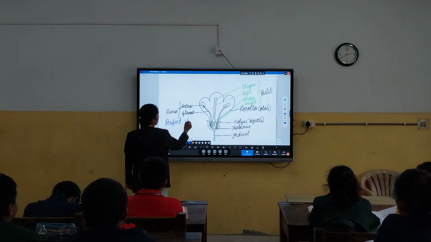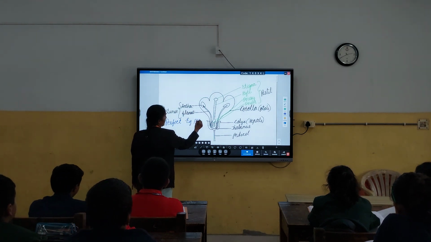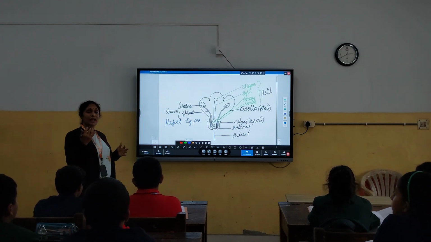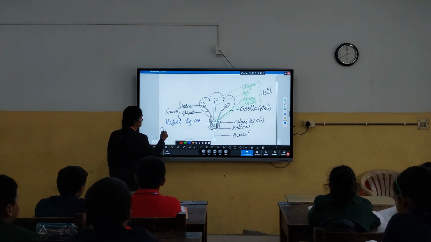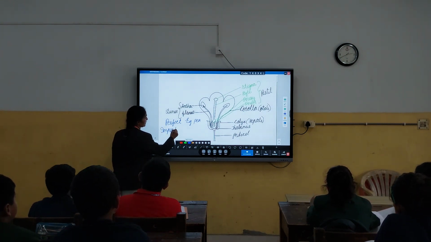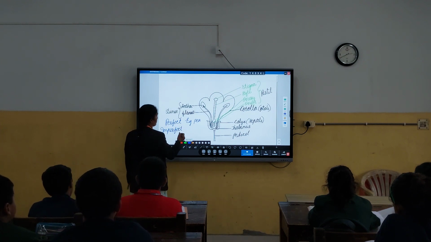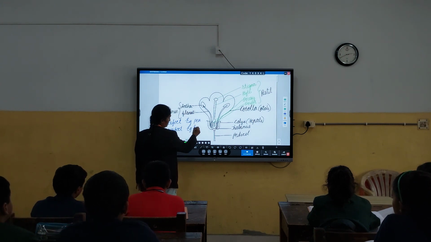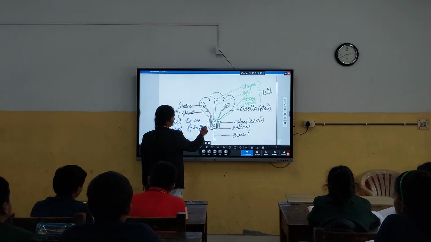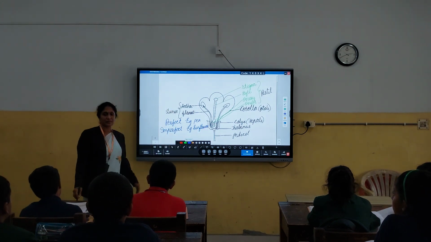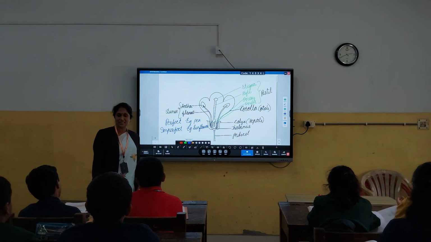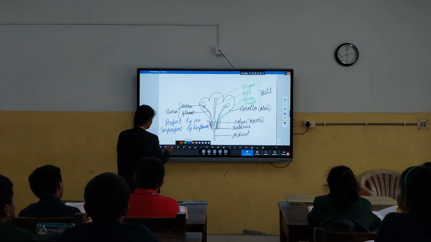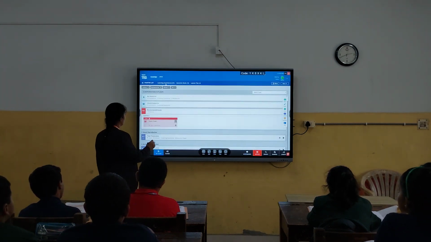Examples you can quote: a flower with both male and female reproductive organs. That means it has stamens also and pistil also. And imperfect flowers are those which have either a male reproductive organ or a female reproductive organ. For example, sunflower has male and female flowers separately. The flowers are unisexual. Here they are bisexual and here they are unisexual. So I hope you all understood. Now let us watch a video which shows the parts of the flower in a detailed way.